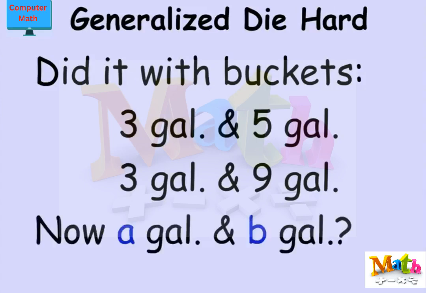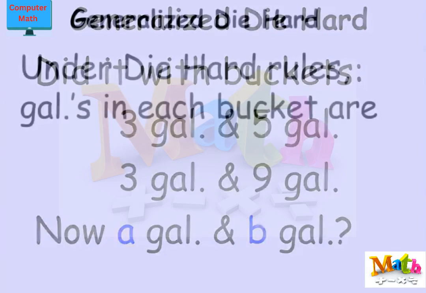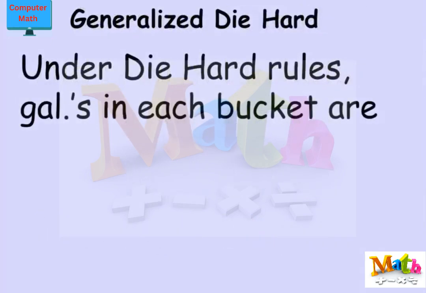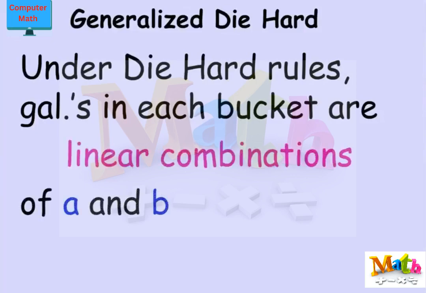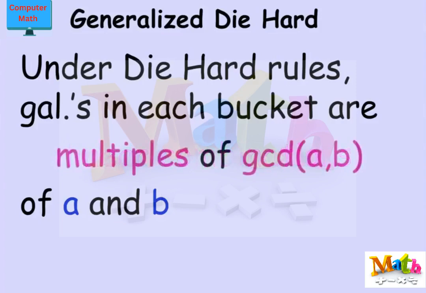Suppose that I have jugs of A gallons and B gallons, where A and B are positive integers. Now, when we looked at the state machine, we figured out that under the die-hard rules, the number of gallons in each bucket at any stage is a linear combination of the bucket sizes. So after any sequence of die-hard moves, in each bucket there will be a linear combination of A and B. Now, the point is that linear combinations of A and B are the same as multiples of the GCD.